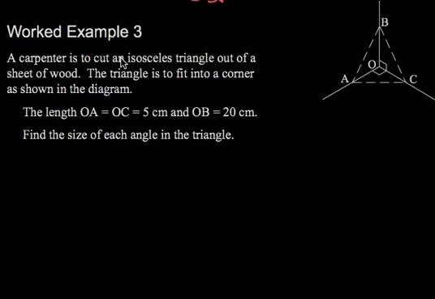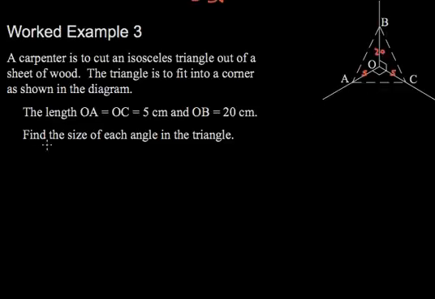So now the third example. It says here a carpenter is to cut an isosceles triangle out of a sheet of wood, and that triangle is to fit into a corner of a room that looks like this. So presumably there's some horrible hole in the corner here, and he just wants to block it up with this triangle. He's measured from O to A is 5 centimeters, from O to C is 5 centimeters, and from O to B is 20. So that length is 5, that length is 5, and that length is 20 at the back.